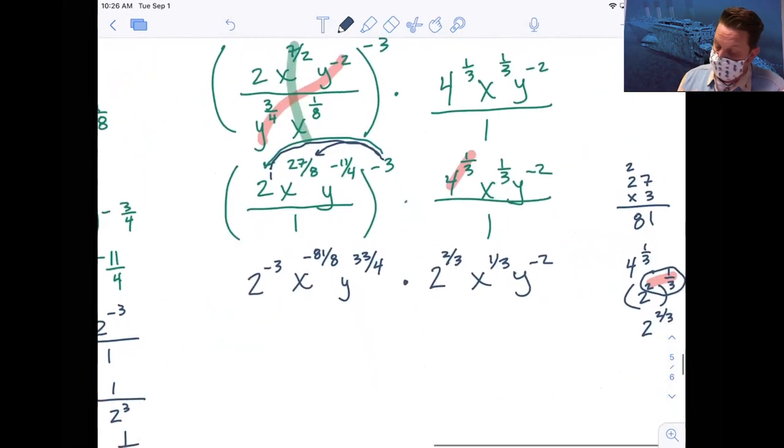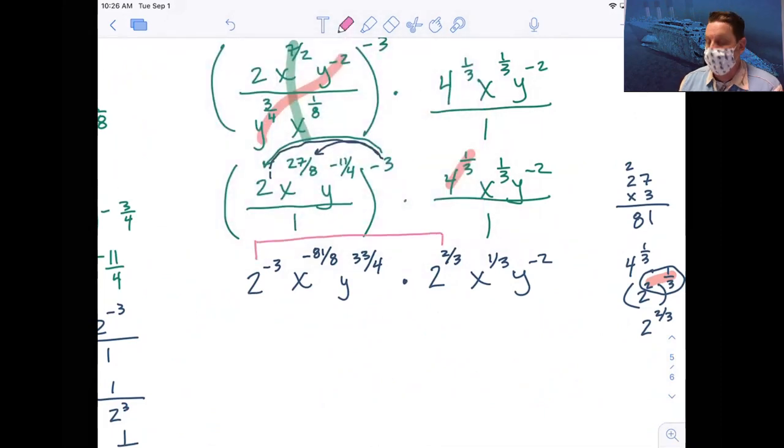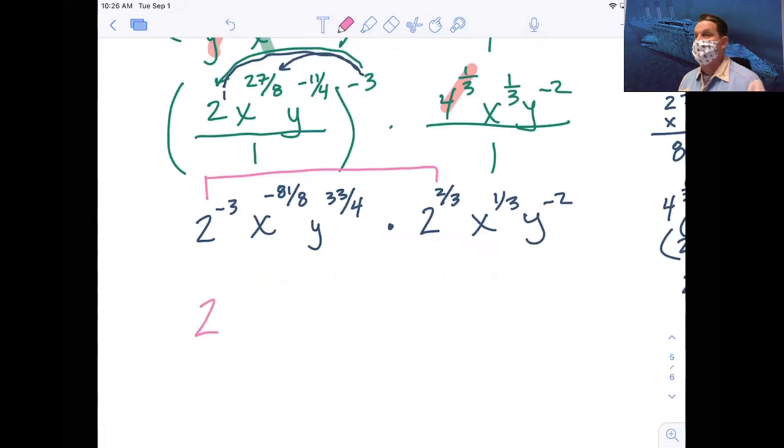So let's do that. Let's do the numbers first. Since they're both powers of 2, that becomes 2 to the, and then I do what with their exponents? I add them. Negative 3 plus 2/3. Here's what you do. Since I'm trying to get 2/3, I need thirds. So I multiply the negative 3 by 3 over 3. And I get negative 9/3. Would you agree that negative 3 is the same as negative 9/3? So now negative 9 plus 2 is negative 7/3.